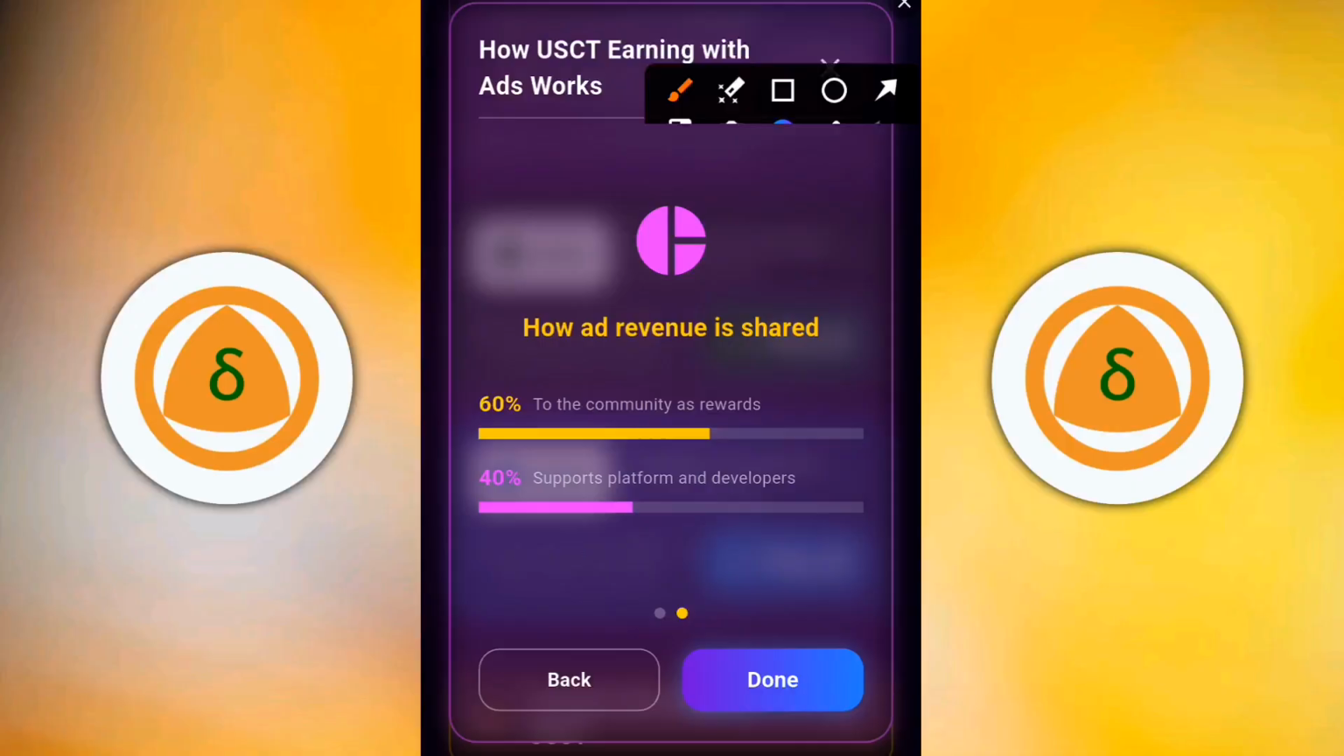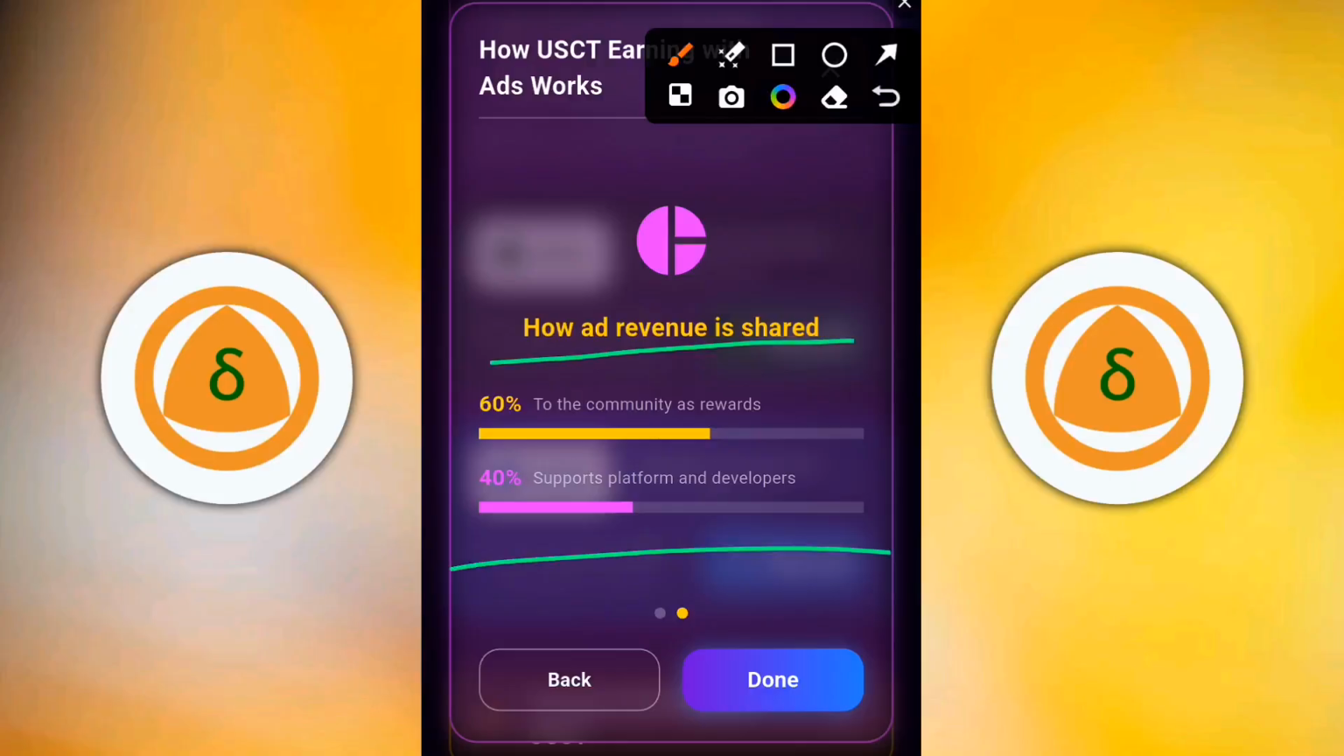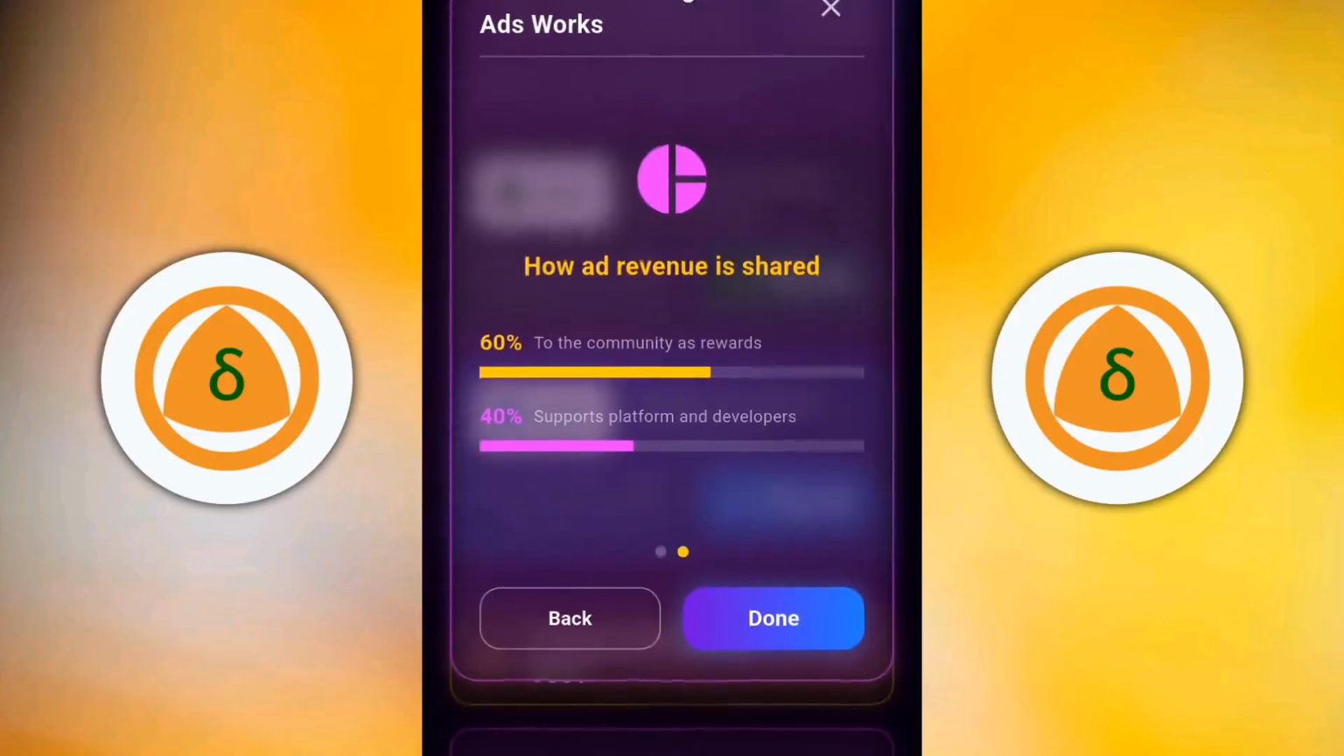Now this is the important thing that brought me to this very section. I just want to show you how generous these guys are. You can see that the ad revenue is shared in this very format, and this is it. 60% goes to the community while 40% goes to support platforms and developers. So the community has 60% and developers and support platforms have 40%. So this is it. I'm just going to click on done right now.